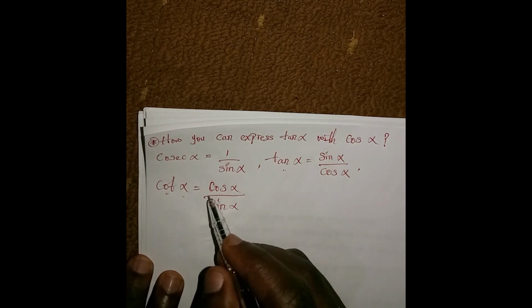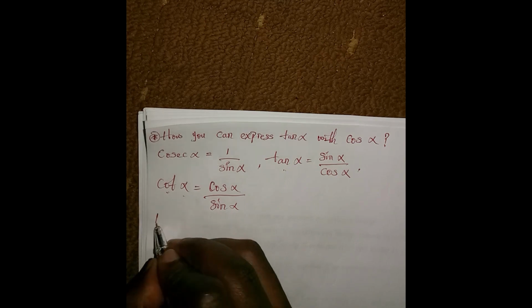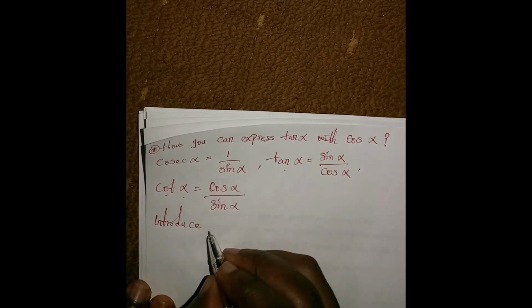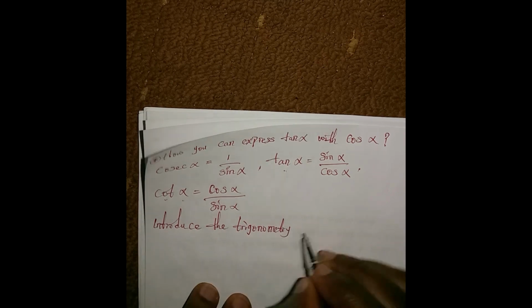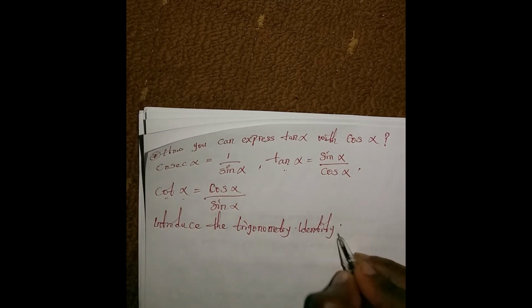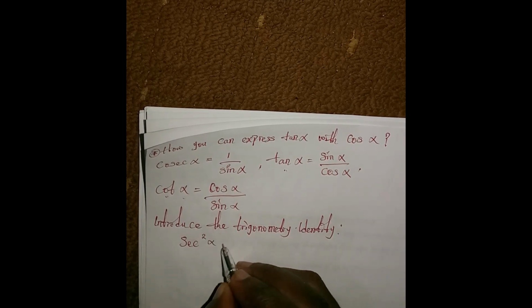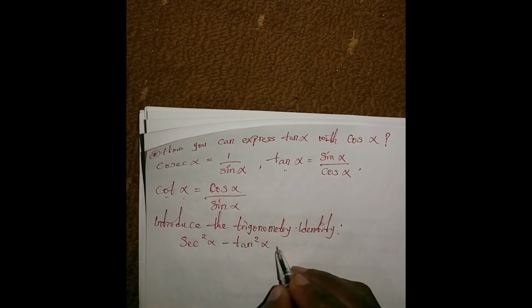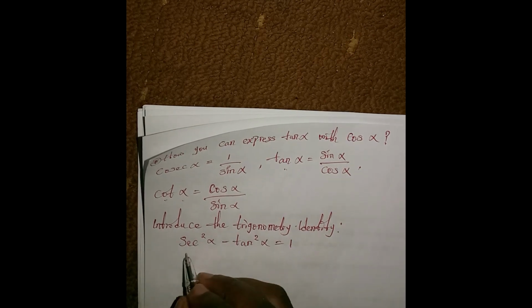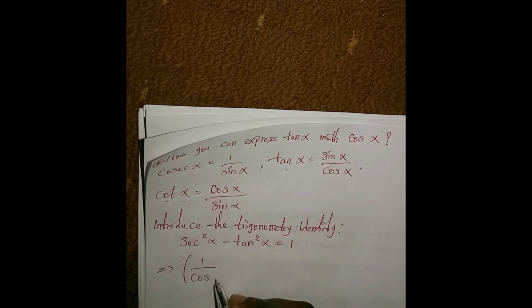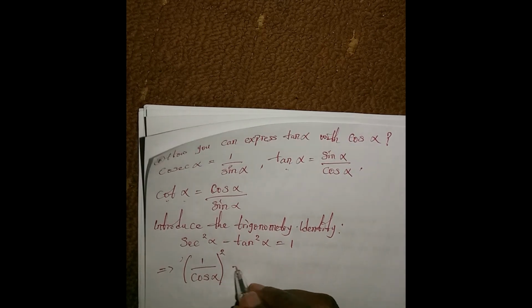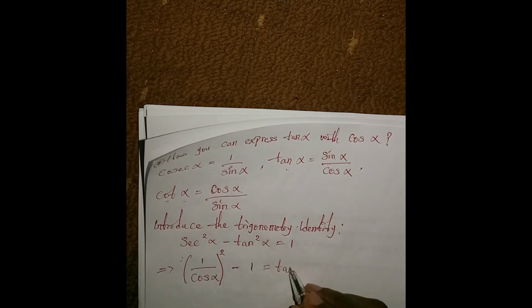Now, since we have this representation, what we will do now is to introduce the trigonometry identity, which is sec squared alpha minus tan squared alpha is equal to 1. And now we know that sec squared alpha is the same as (1 over cos alpha) all squared, minus 1 is equal to tan square alpha.